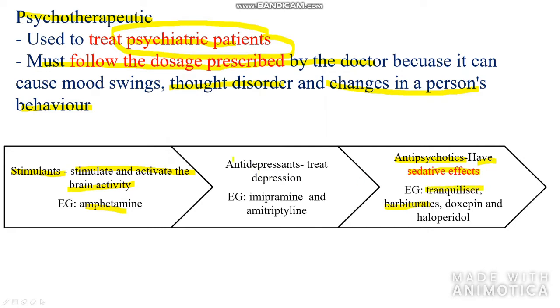Okay, the last type of psychotherapeutic drug is antidepressant. Antidepressant is used to treat depression. For example, imipramines.